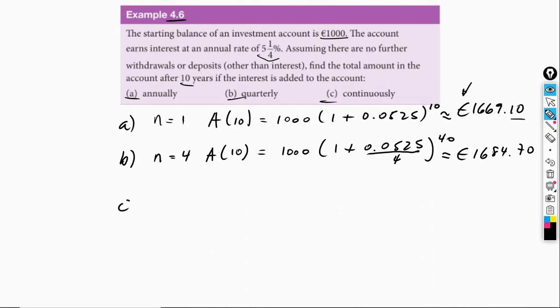And then C, continuously. So that's where we use a formula for continuously compounded interest. So for this case, we would say A of 10 is equal to 1,000 times Euler's number to the power of the rate times time. So that would give us 0.525, and this is approximately 1,690 euros with 46 cents.